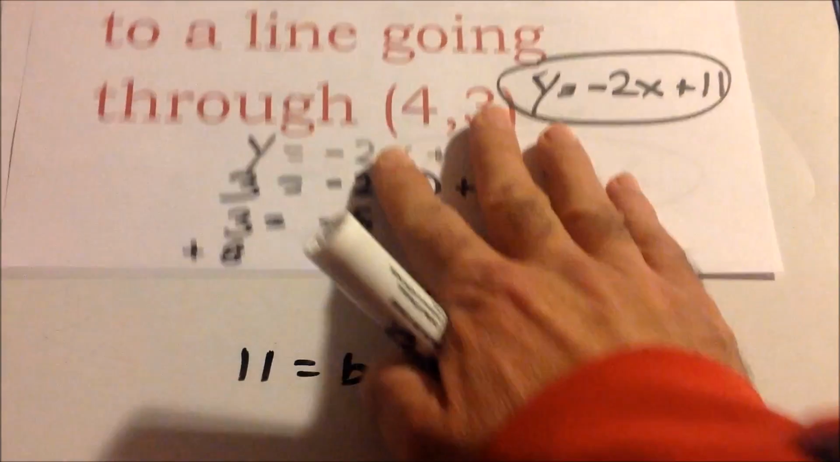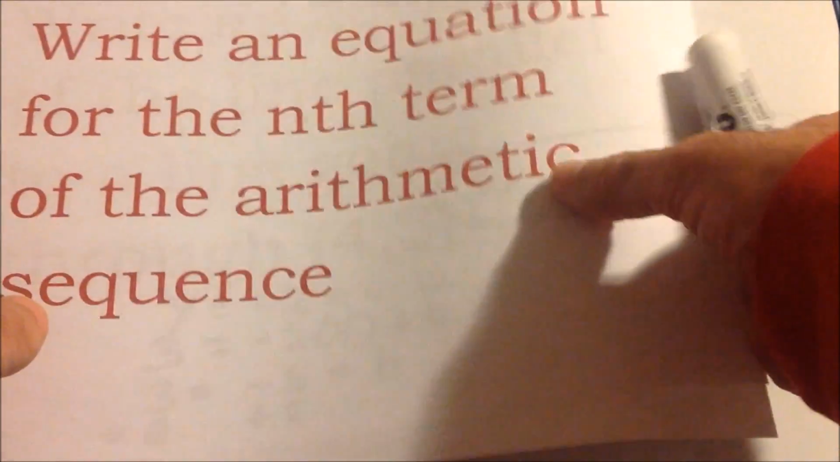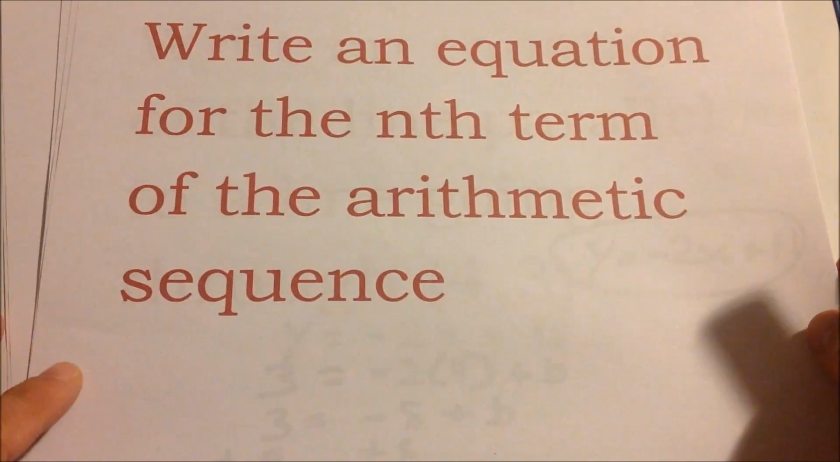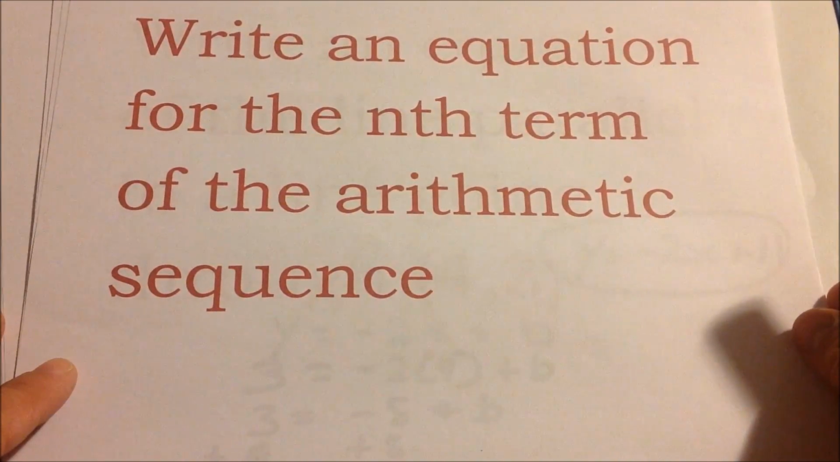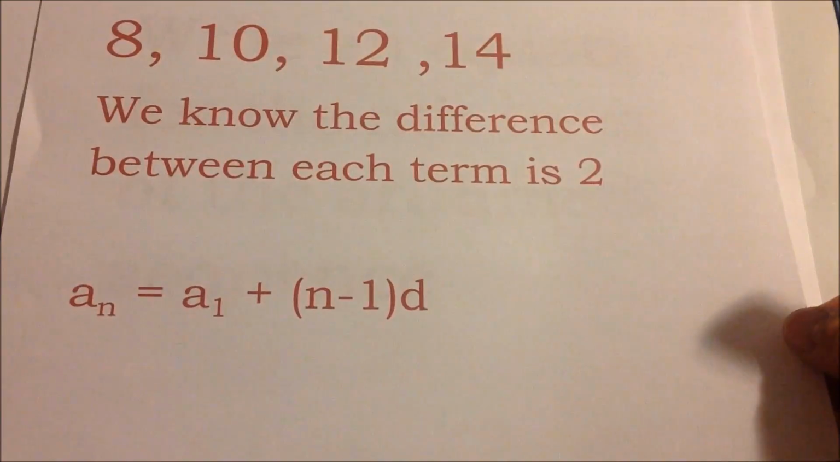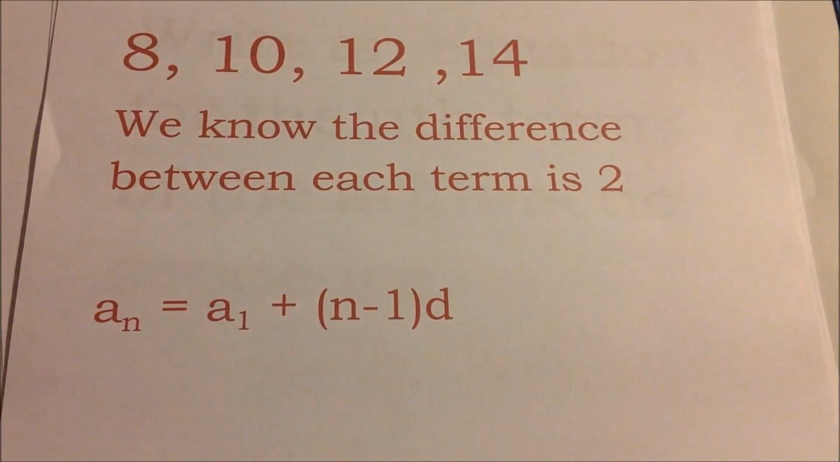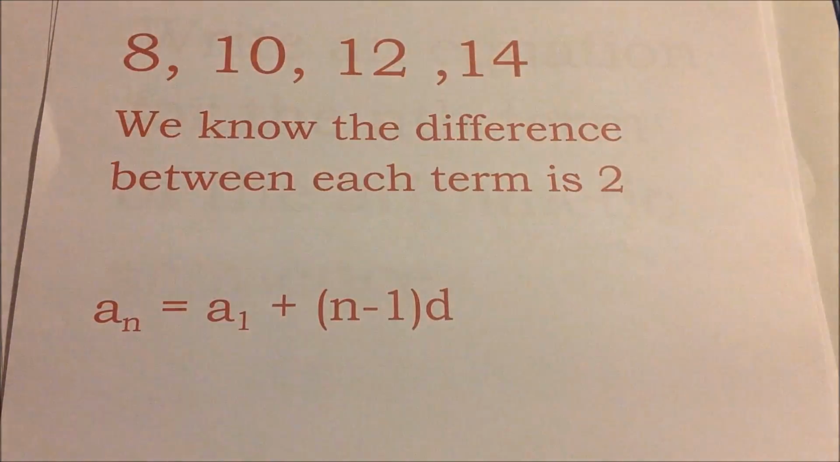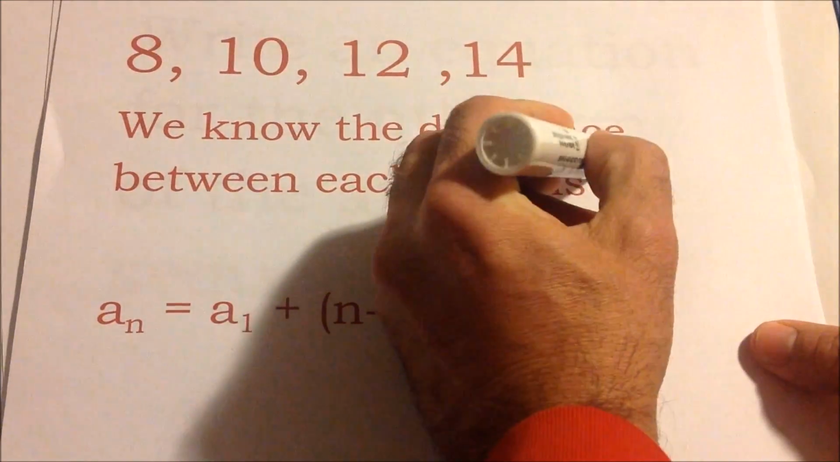Okay, let's look at arithmetic sequences now. Let's say we want to write an equation for the nth term of the arithmetic sequence. An arithmetic sequence is just a sequence of numbers. So let's look at this one, for example: 8, 10, 12, and 14. The first thing you should know is the difference. They're going up by 2 each time, so the difference is 2. Keep that in mind.